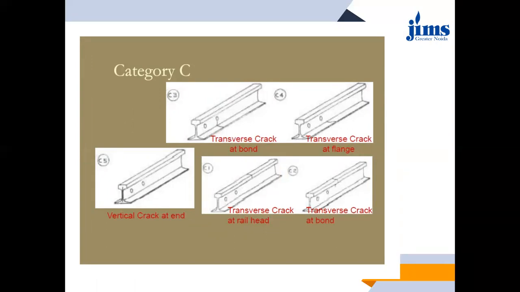Okay, next category is C category. What does the C category denote? See in the first image, again C1, C2, C3, C4, and C5, like this, the rail failures are coded. This one stands for the location. So this is again a C category defect.